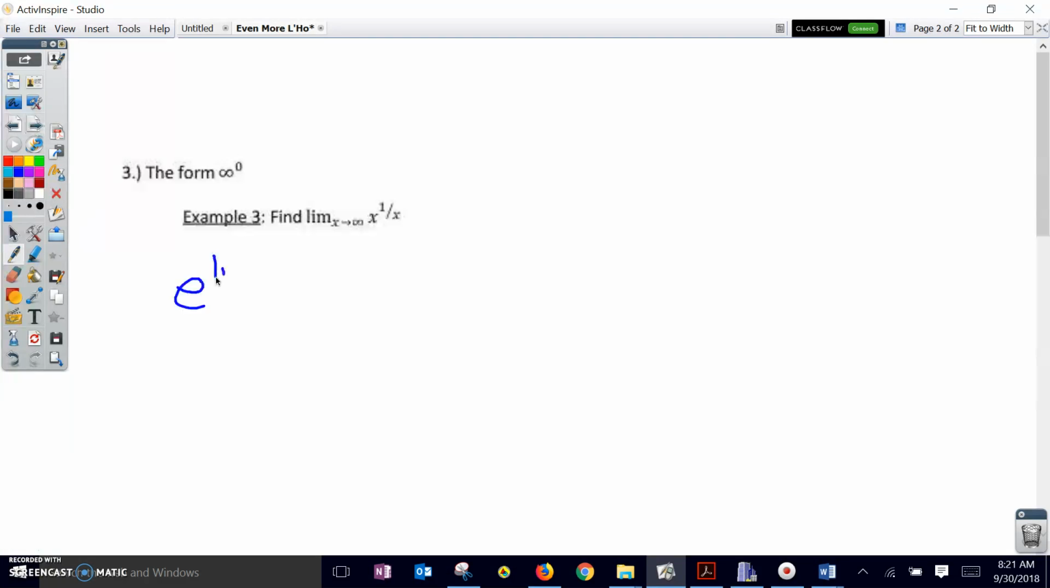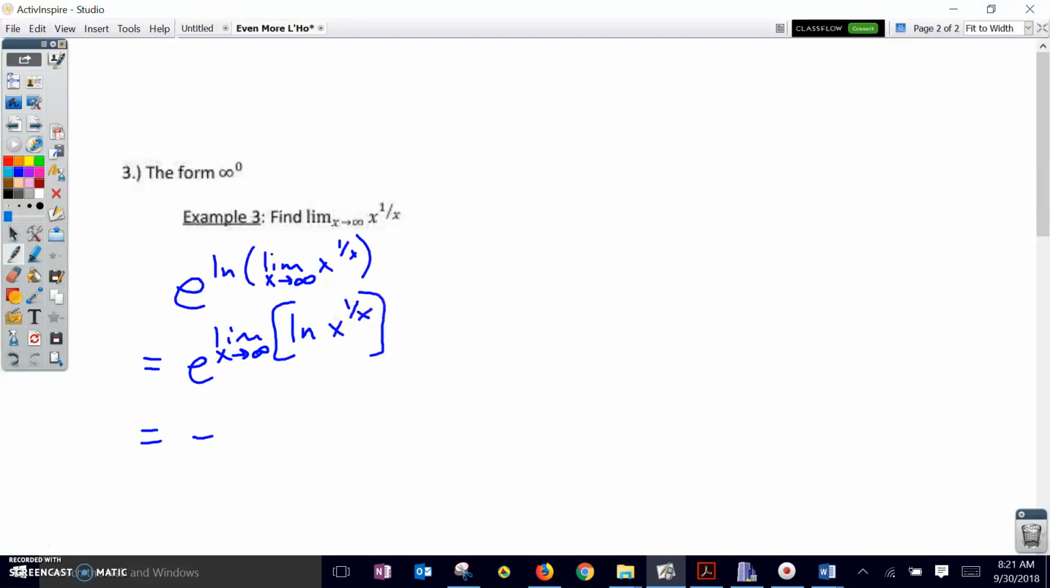Again, I'm going to set up e to the natural log of this limit. And then the log of the limit is the limit of the log. So this becomes e to the limit as x goes to infinity of natural log of x to the 1 over x. I use logarithm rules to bring out the exponent.